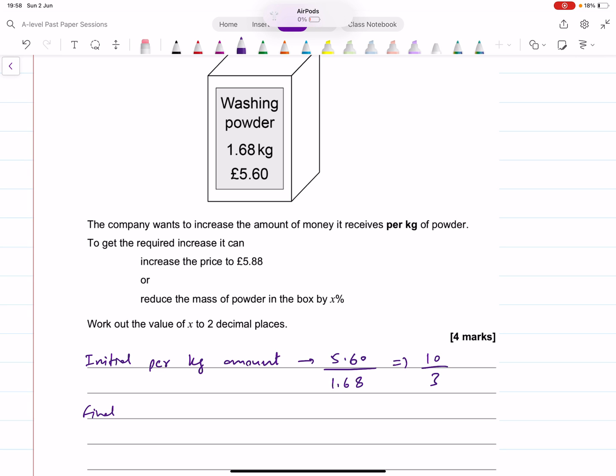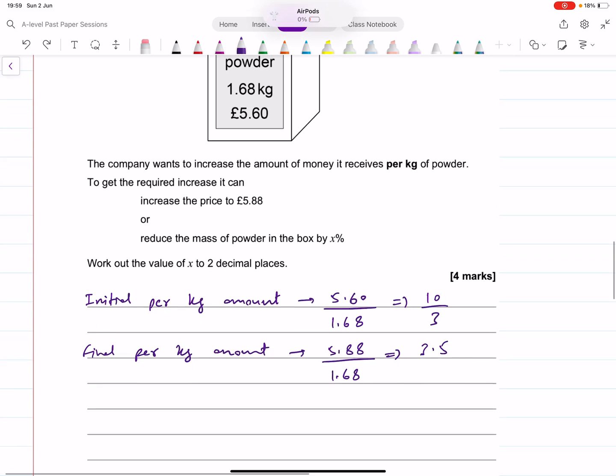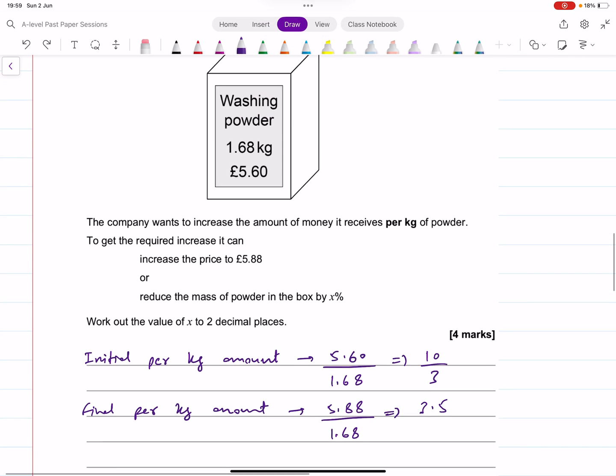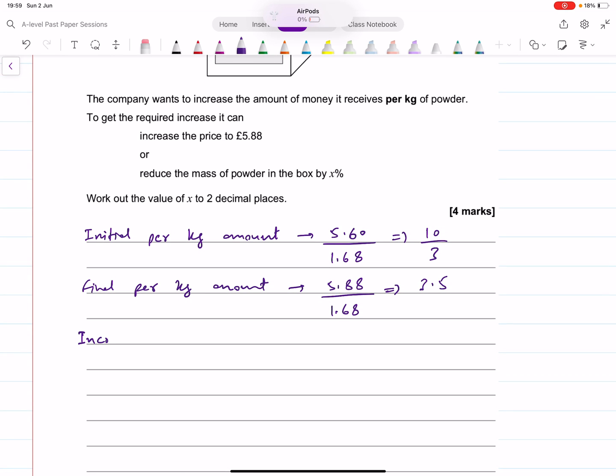What's the final per kg amount? After the increase. Let's see what that is. After the increase, the final amount would be 5.88 over 1.68. What's that going to give us? 5.88 divided by 1.68, and that's 7 over 2 or 3.5. So the difference between these two values is going to give us the increase per kg. Increase amount per kg. What's that? That is the difference between them. 3.5 minus 10 over 3. That is giving me 1 over 6. Okay, or 0.16666. Yes, 0.16666. That's the increased amount per kg.